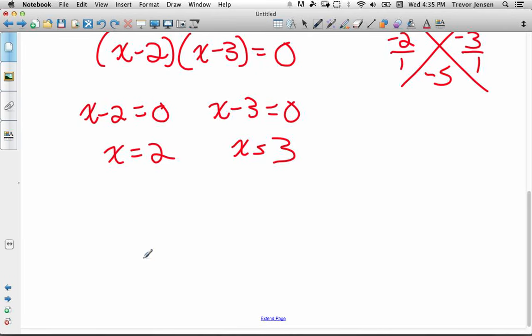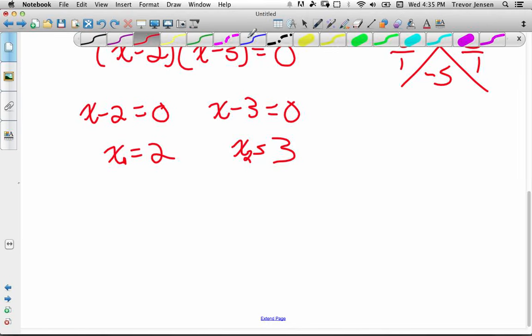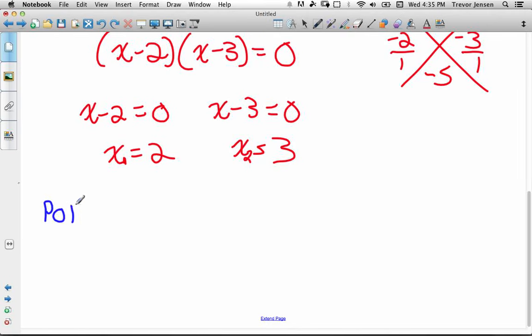But I want the coordinates of both of those points. So I need the y coordinate that goes along with those x coordinates. So that was my first x value. This was my second x value. So if I'm going to find my points of intersection, there's going to be 2 of them. My first point of intersection, POI number 1, I'll figure out what's the y coordinate when x is 2.